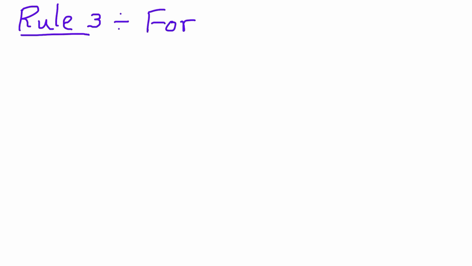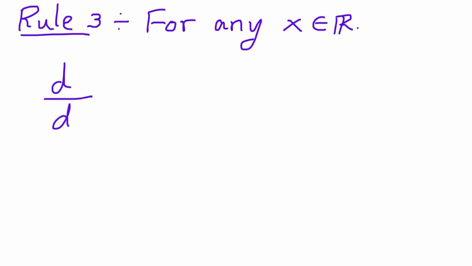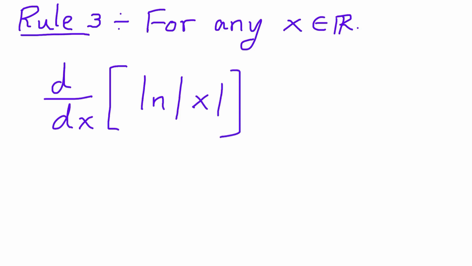For the next derivative rule, we want to compute the derivative of natural log of absolute value of x. In this case, I use the absolute value of x because x can be any real number, negative or positive. That's why we have to use the absolute value. The derivative of natural log of absolute value of x we can write as 1 over x. That's the next rule.